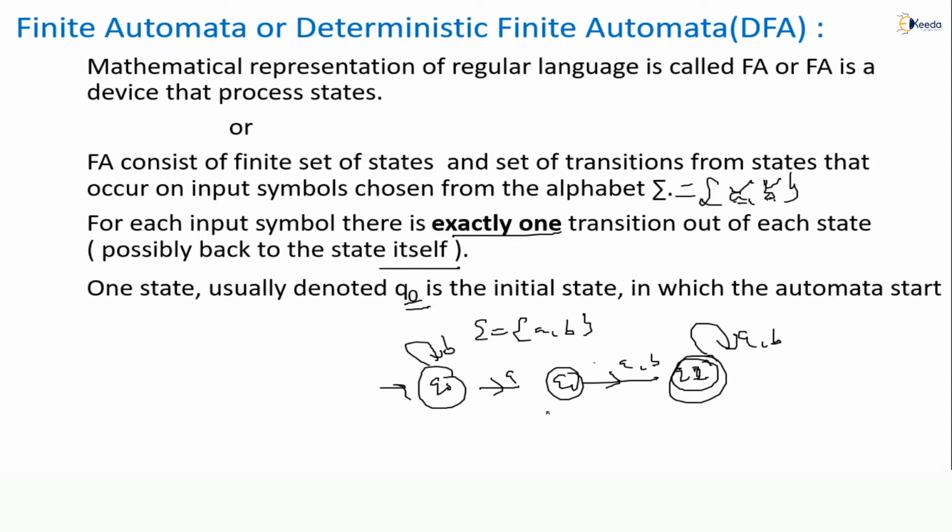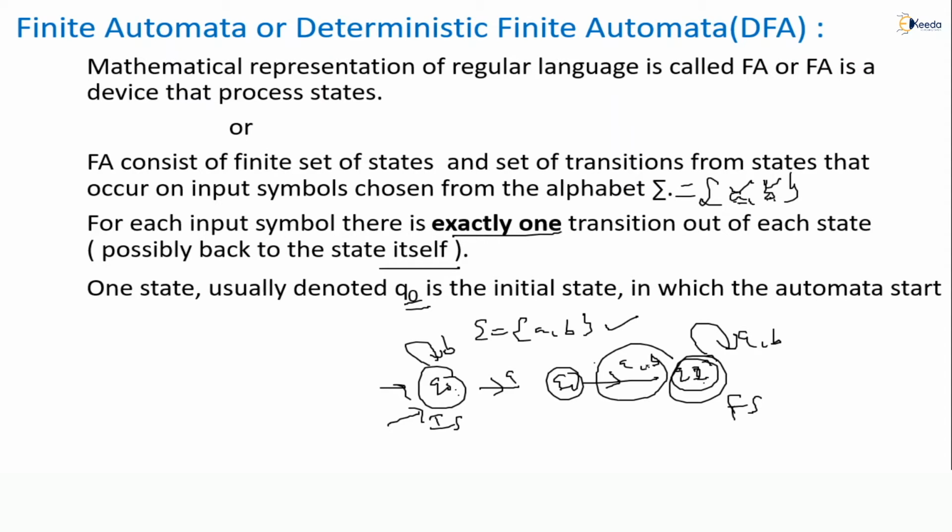If I take a small FA, you understand the alphabet I have taken is A comma B. For A comma B, I have mentioned a transition at each and every state of the FA. Q naught on A goes to Q1. Q naught on B stays in Q naught itself. Q1 on A comma B goes to Q2. And at Q2, A comma B is a self loop. This is called the initial state, and this is the final state.